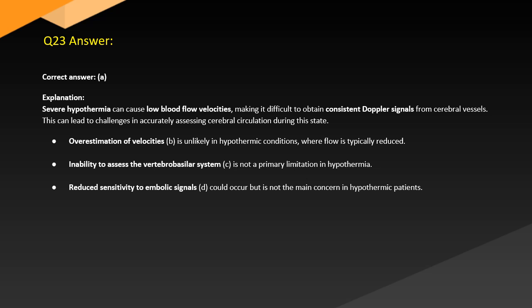Answer. Correct answer: A. Explanation. Severe hypothermia can cause low blood flow velocities, making it difficult to obtain consistent Doppler signals from cerebral vessels. This can lead to challenges in accurately assessing cerebral circulation during this state. Overestimation of velocities (B) is unlikely in hypothermic conditions, where flow is typically reduced. Inability to assess the vertebrobasilar system (C) is not a primary limitation in hypothermia. Reduced sensitivity to embolic signals (D) could occur but is not the main concern in hypothermic patients.